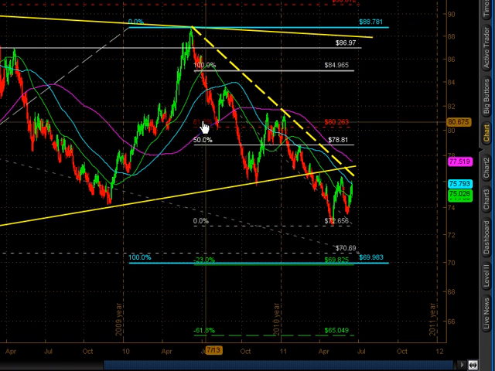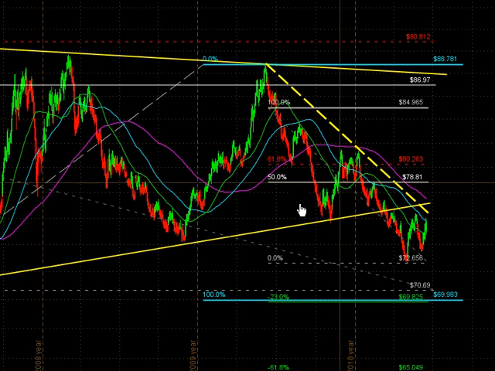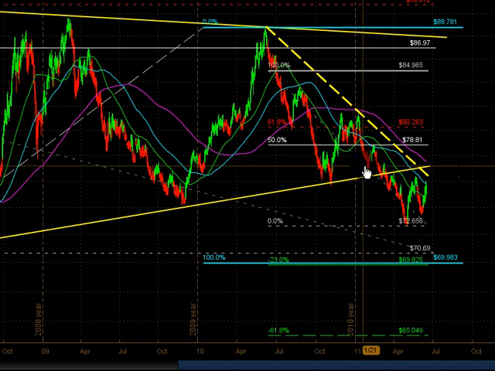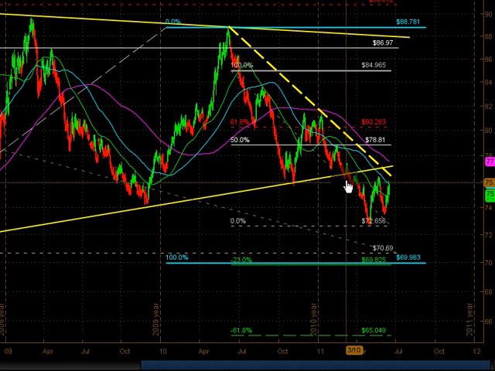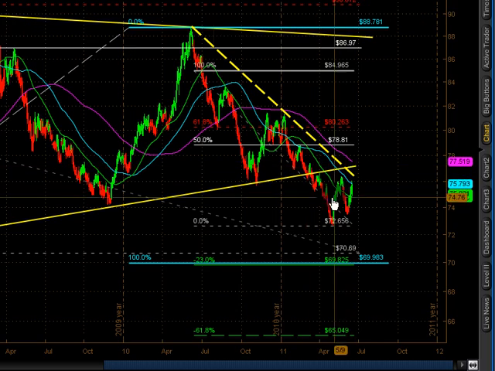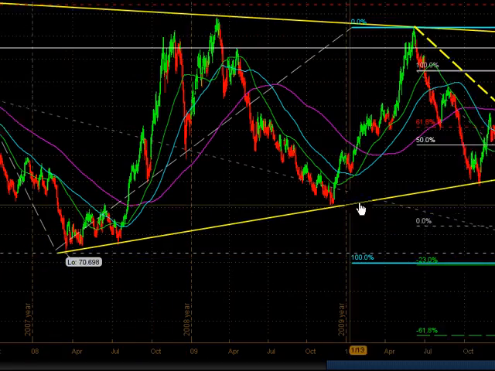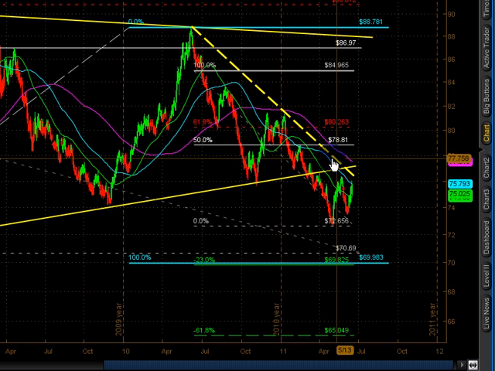Going back to some of the previous work we've done with the dollar, we noted when this trend line broke, it was tested twice after it broke, and both times it failed to break back above it. I see this rally right now as potentially just a test of that broken support now as resistance.